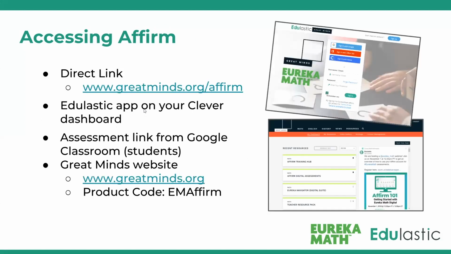All right, let's talk about accessing Affirm now. I know the majority of you have already logged in some way and begun to assign assessments to your classes, but there are a few different ways that I wanted to talk about. So the first one here, the direct link. Many of you should have received this in your welcome email. To log in using the direct link, go to www.greatminds.org/affirm, and that should bring you to the login page you see here on the right.